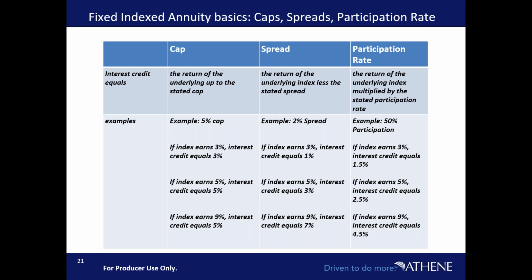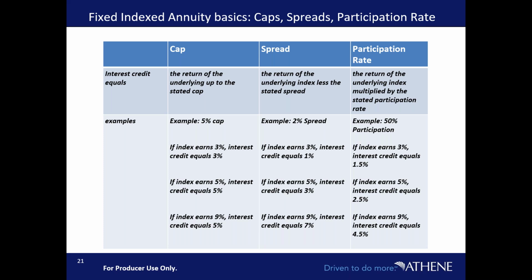We also have participation rates, and that is what we use for the majority of our contracts here at Athene. The return of the underlying index is multiplied by a stated participation rate. And the reason we like this is there's no cap, there's no upper limit on what the clients can earn. Simply, in this example, let's say there's a 50% participation rate. If that index earned 3%, your client would earn 50% of the 3%, which would be 1.5%. That's a 50% participation rate.